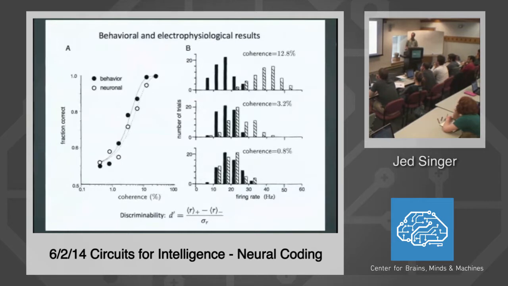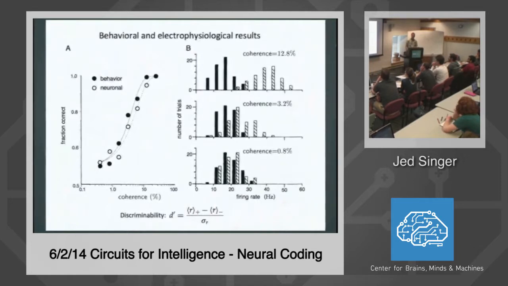Based on the neural data, you see a very similar curve. The neuron was very poor at predicting which direction the dots were moving when they were moving with very low coherence, and they're very good at predicting which direction the dots were moving when they were moving with relatively high coherence.